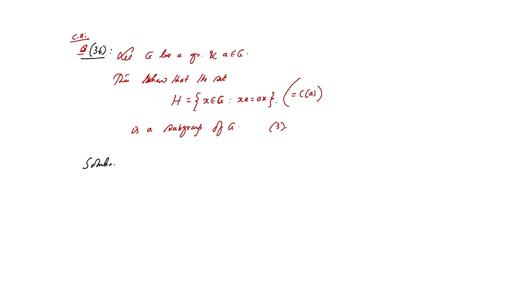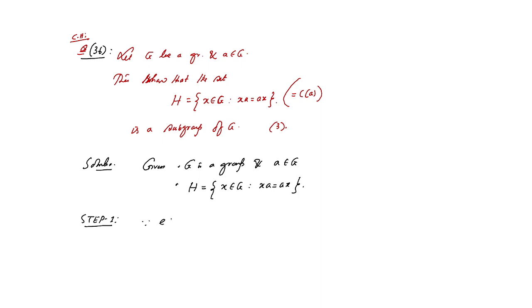So now how to solve this kind of problem? What is exactly given? Here given G is a group and A is an element of G. It is also given the set H. H contains all the elements of G which commute with A. So x A equals A x. So what we have to show for subgroup, step 1, we have to say H is non-empty. So since e belongs to G, is the identity element.